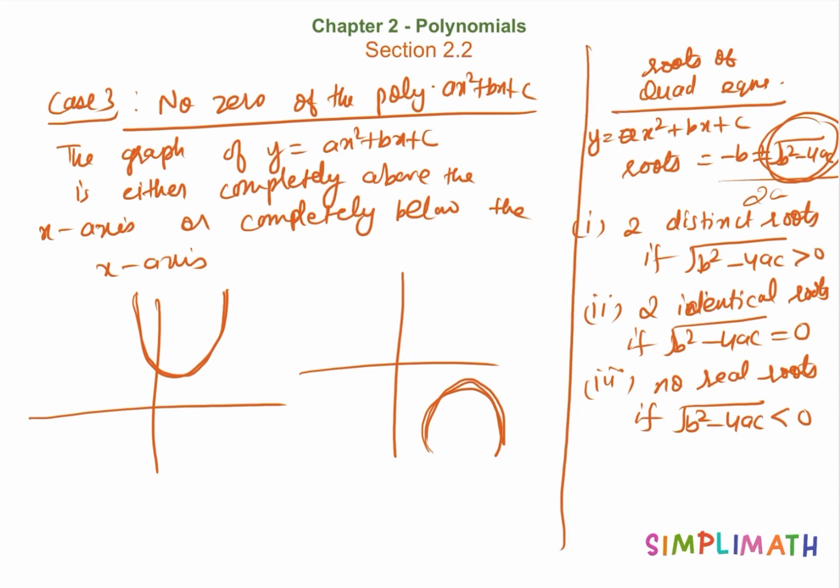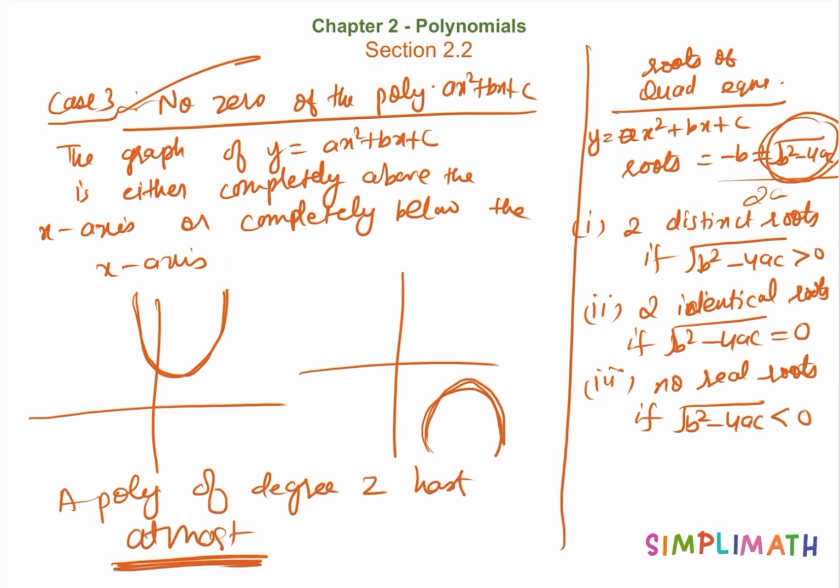So from all the three cases we can say that a quadratic polynomial can have either two distinct zeros or one zero or no zero. So a polynomial of degree 2, a quadratic polynomial, has at most two zeros, meaning not more than two zeros. As we have seen, in case 1 there are two zeros, in case 2 there is one zero, and in this case there is no zero.